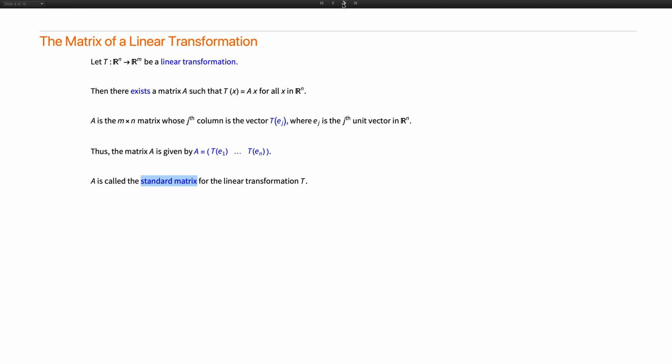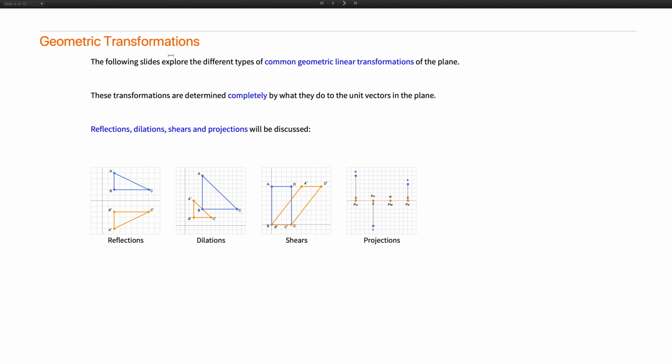Now, what we want to do is use this idea to study geometric transformations. We consider some common geometric linear transformations of the plane. These transformations can be determined completely by what they do to the unit vectors (1, 0) and (0, 1). There are 4 of them for this class. The first one is reflections. You reflect, let's say, in the x-axis. You take a triangle and reflect it. You can dilate a triangle, you can shear it, or you can project points. Those are the kinds of transformations we'll study in this lesson.